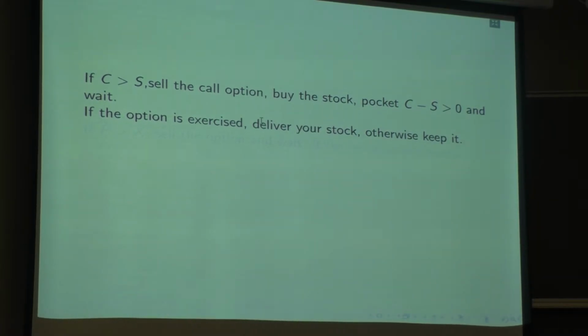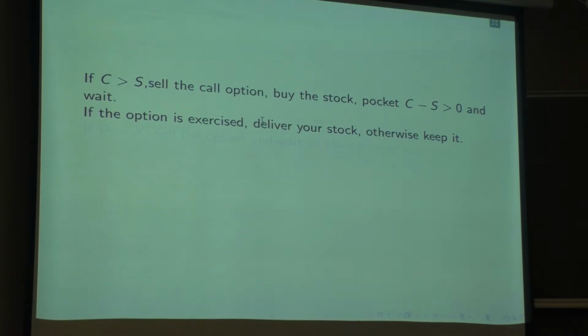If the option is exercised, then you end up with this amount of money that you pocket initially together with X pounds. Otherwise, if the option is not exercised, you end up with this difference in your pocket and the underlying asset, which you can then sell. In either case, you're making a certain profit without any investment, which is impossible by our assumptions.